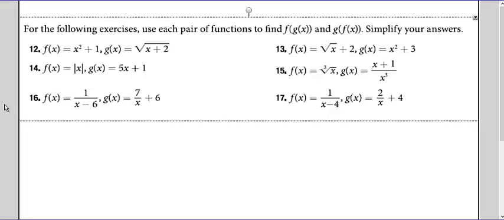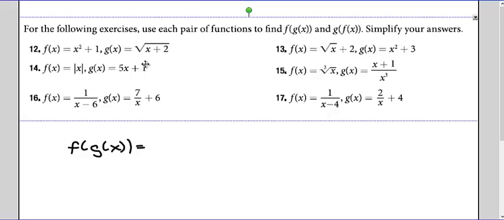Okay, so here are the solutions to the homework assignment. The first group of exercises asks us to find f of x, f of g of x, and g of f of x. So number 12, f of g of x.